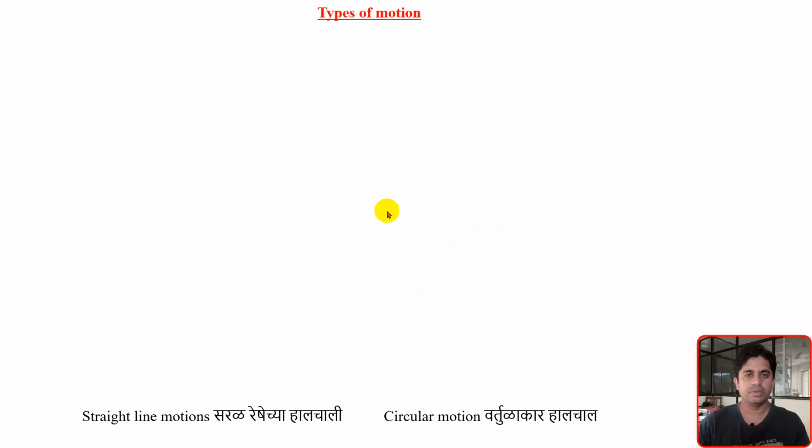Hello everyone. In earlier videos, we have discussed different examples of motion and how to describe motion. In this video, we will discuss different types of motion. So there are basically four types we will consider.